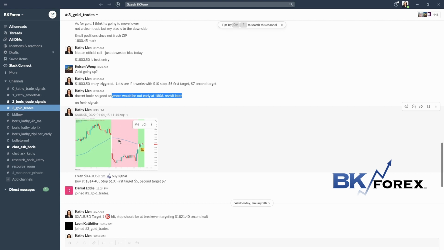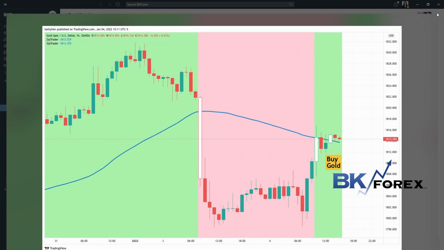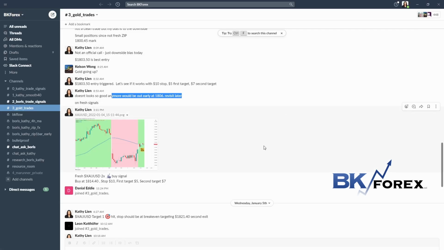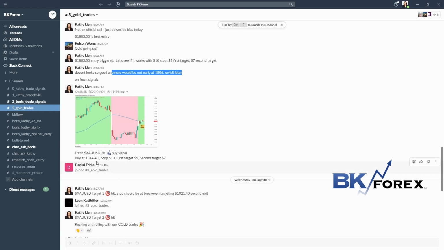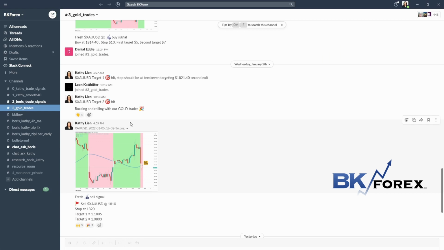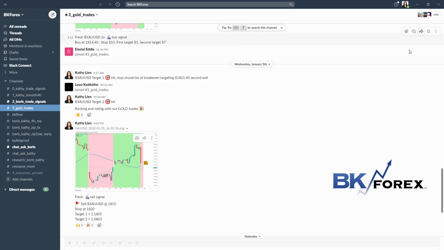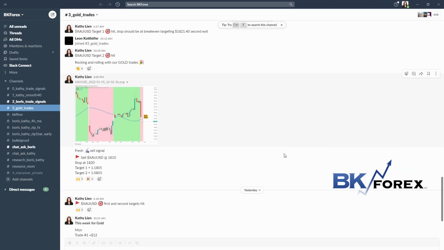That afternoon, we had fresh buy signals in gold. And this is what I love to see, a double ZIP buy signal in gold here. So we had fresh gold buy signals, and we went long 1814.40. And by next morning, I woke up and we had target 1 hit already, held on to the trade. We moved our stop to break even. As the day progressed, target 1 and target 2 were hit.